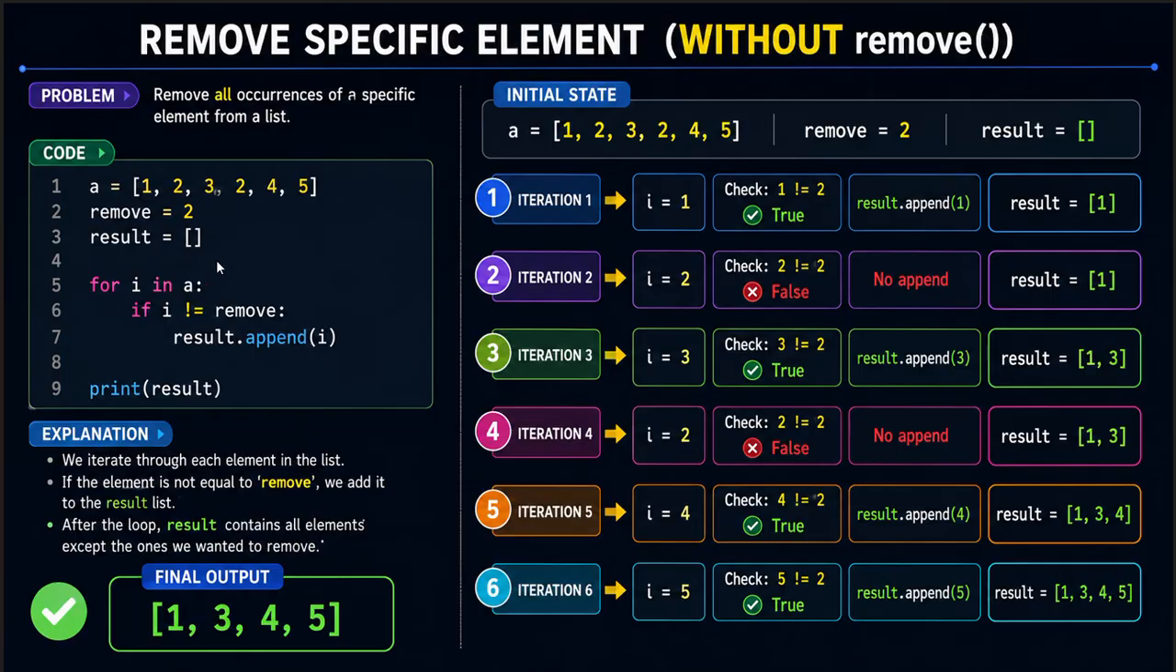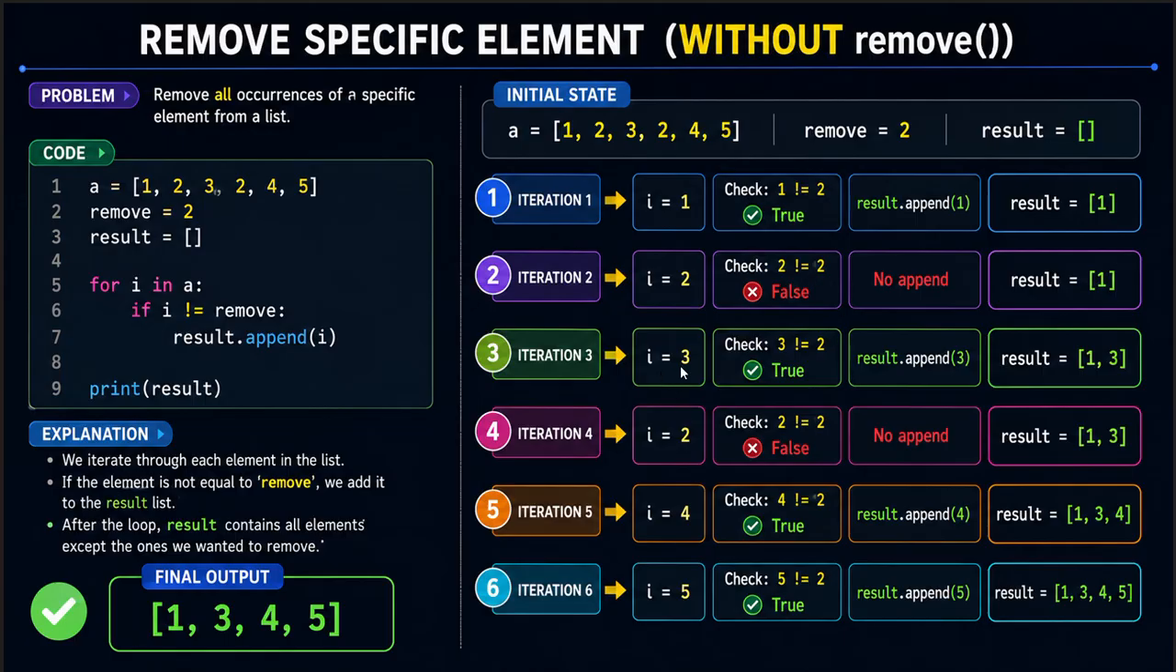Now here, iteration 1: i equal to 1. Is i not equal to 2? True, right? So result.append: in the empty list we will get 1 value. Iteration 2: i equal to 2. Check here: 2 not equal to 2 is false, right? So there is no append. Again result equal to 1 only, we are not going to update because it is false.